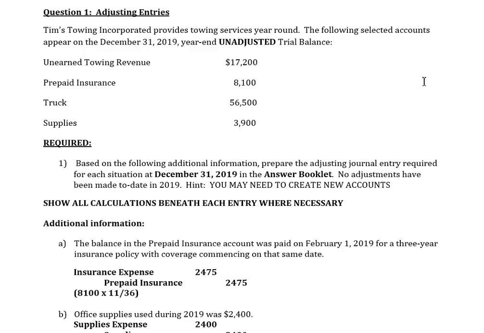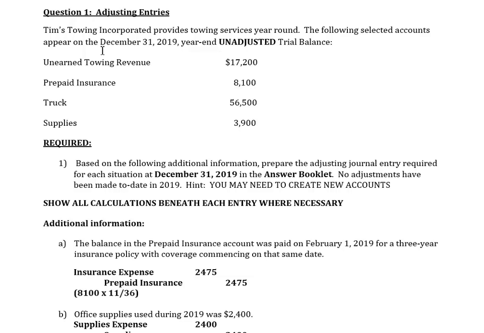Again, our exam will cover adjusting entries, merchandising transactions, and the preparation of a multi-step income statement, and a whole host of questions regarding ratios. So let's begin. This first question is dealing with adjusting entries.